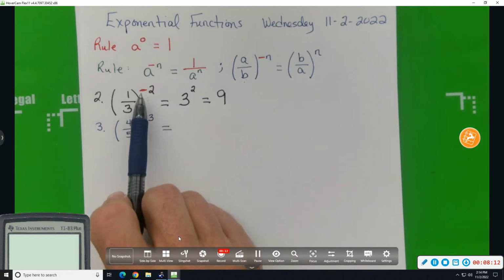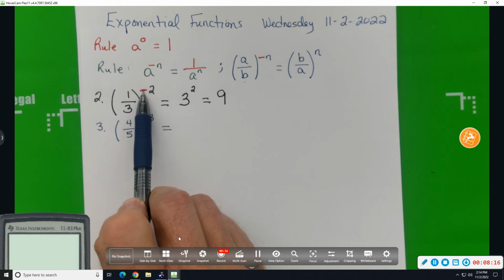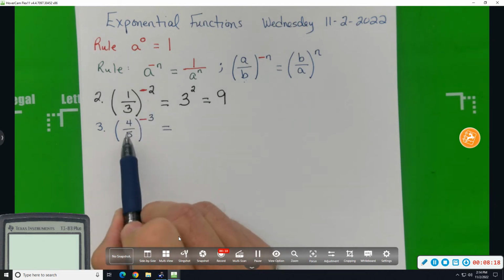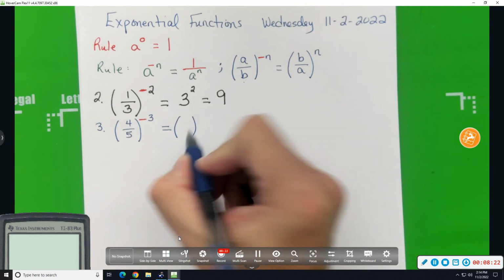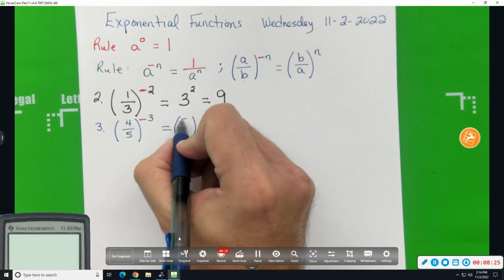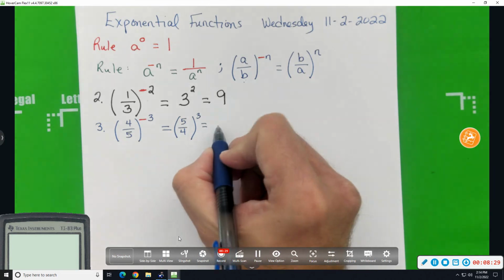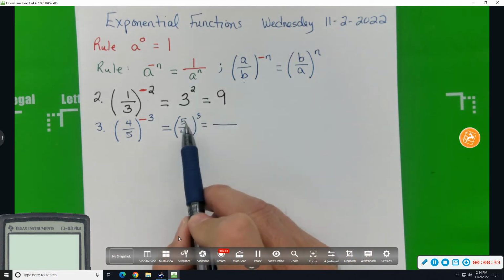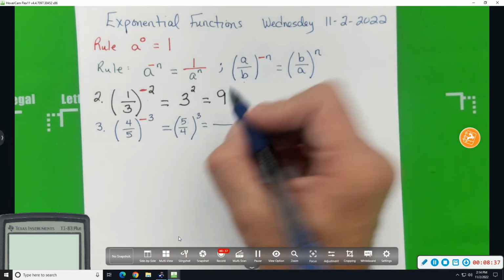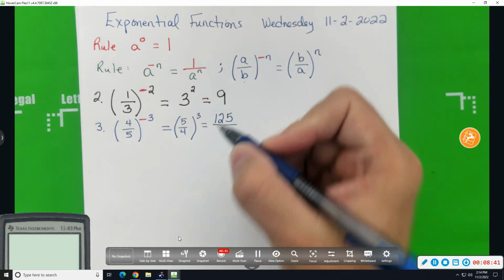What I'm trying to show with these red negatives is, what do you do to get rid of that negative exponent? Like on what I'm about to write, there won't be a red there. 5 over 4, exponent 3. Now don't say 15 over 12. 5 cubed. 5 times 5 times 5. 5 times 5 is 25. 25 times 5 is 125.